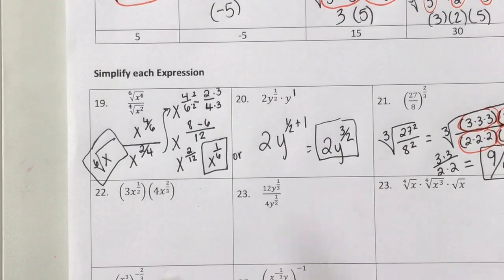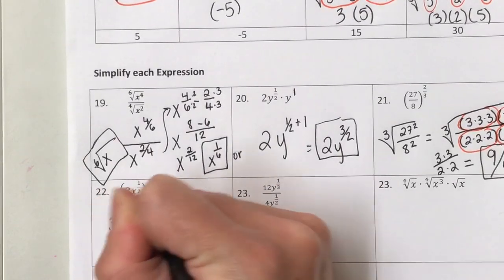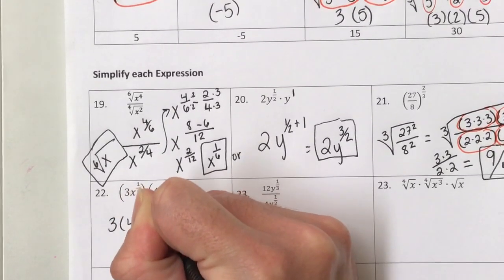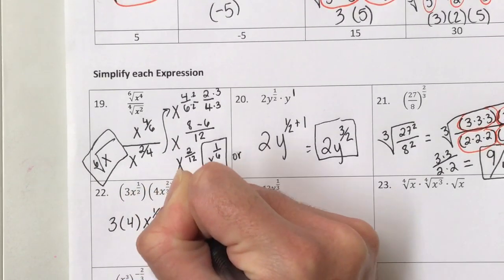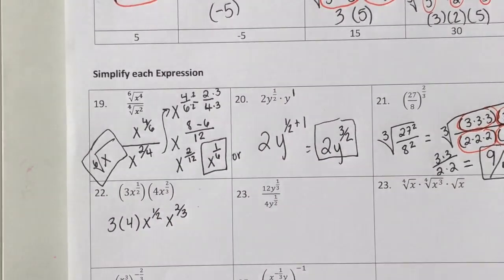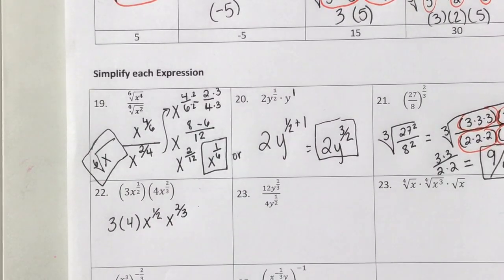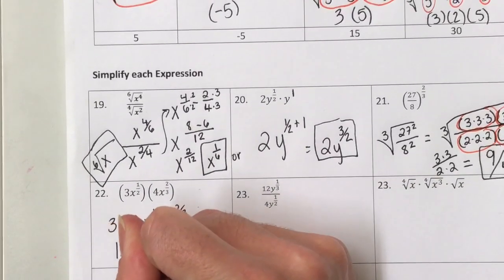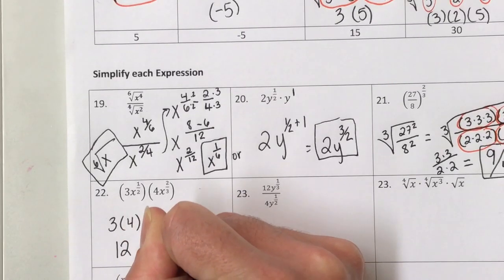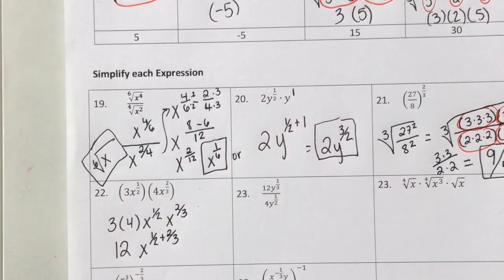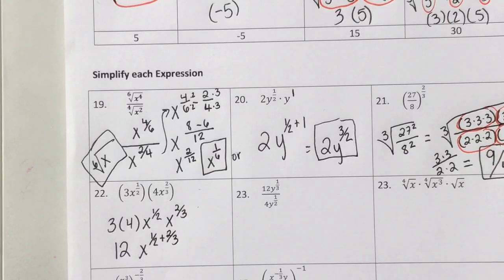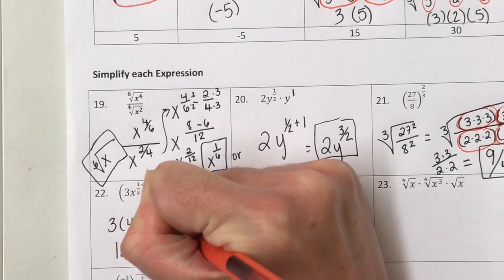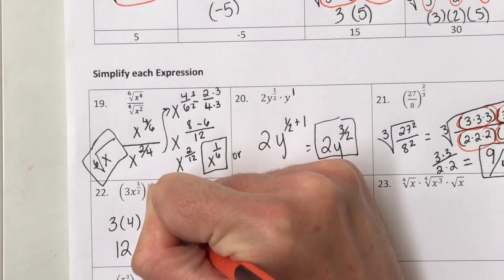But before that, I want to use my commutative property and write what goes together. So I'm going to put my 3 and my 4 beside each other, then x to the 1/2 and x to the 2/3. Okay, so now that I've done that, I'm going to simplify. So 3 times 4 is 12. Then x to the 1/2 plus 2/3. Okay, well, I'm going to need to find a common denominator, which is going to be 6. So times by 3 over 3, times by 2 over 2.